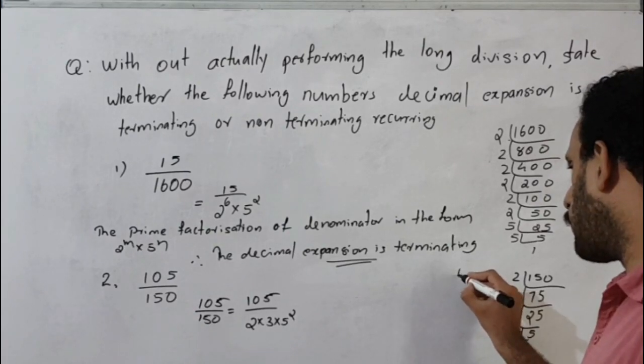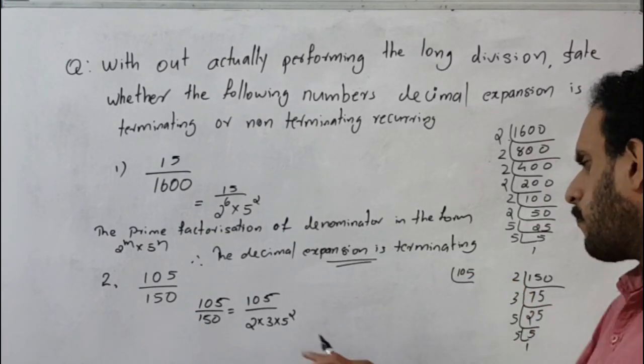Then 105. The 105 is possible to factorize by 3.